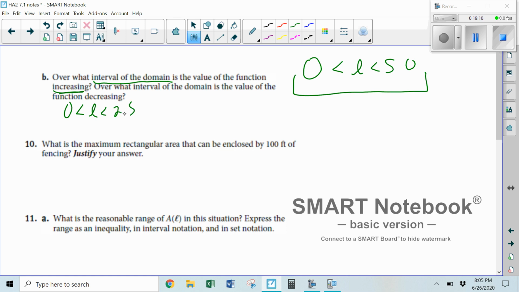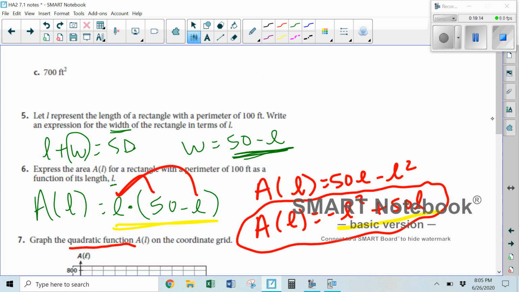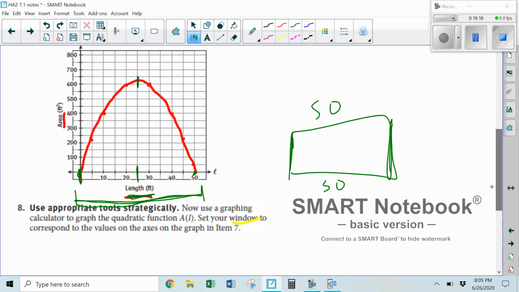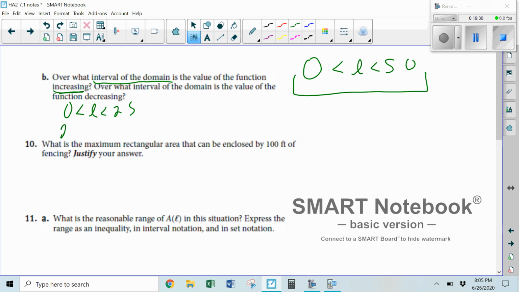Over what interval of the domain is the function decreasing? When is the graph going down? From what L to what L? From 25 on to 50. Again, we're not going to include 25 because it's not increasing or decreasing there. And we're not including 50 because you can't have 50 there. So you're going to say 25 to 50. And this would mean if we were including it, which we are not.